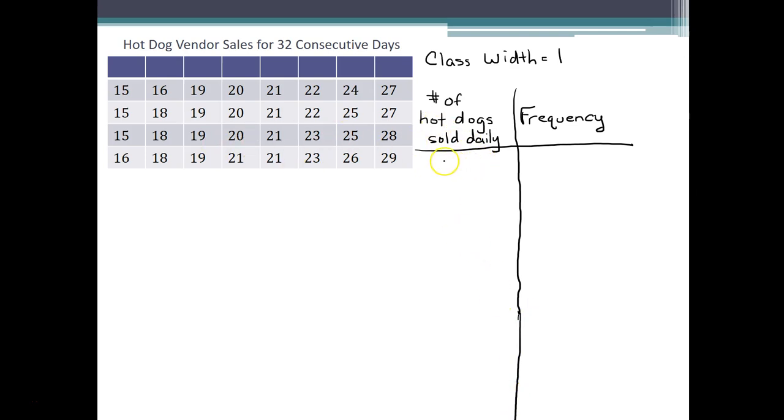The lowest is 15. Class width of 1, you just write 15, and then you go right to the next integer, 16, because then you can subtract these two and you get 1. 17 is not a data point, but you go ahead and list it. You want to go in order. You don't want any gaps. You don't want any overlaps between your classes. So 15, 16, 17, 18, all the way up to 29. This is a long one. I'm going to run out of room. So let me do it over here too.